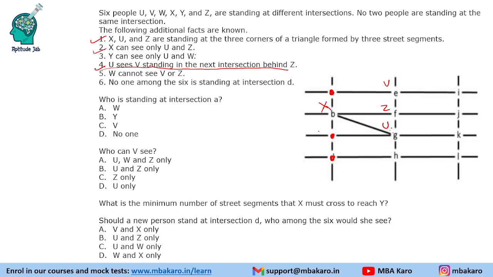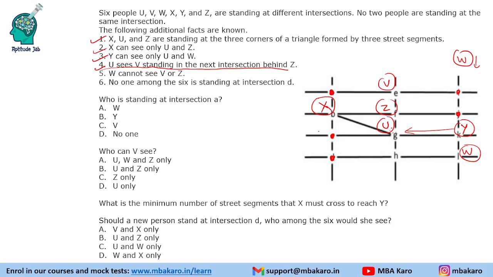Y can see only U and W, so U is present over here. Now Y cannot be here, because if Y is here, Y will see Z and V also. So Y must be standing here, can see U, and then it means W should be in this column and Y should be able to see W. So W cannot see V or Z. So W is not standing here. W is standing at this junction. So this gives us the positions of the six people: X, Z, V, U, Y, and W. These are the positions of the six people.